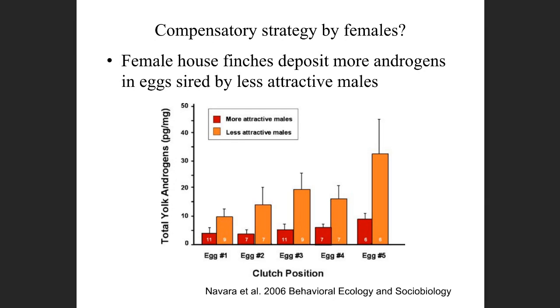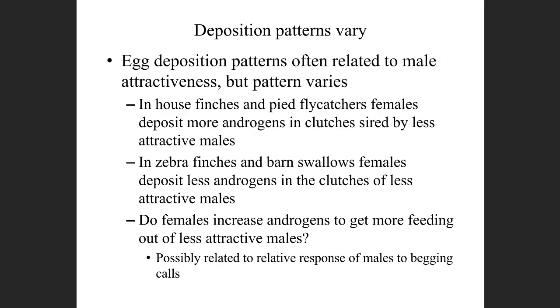In both cases, females are putting more androgens in the last egg or the last couple eggs to be laid. But also, if you average these bars, you'll get the data from the previous slide, that females who mated to less attractive, less red, more yellow males put more androgens into the egg. And again, the function is not completely clear because the patterns are not consistent.